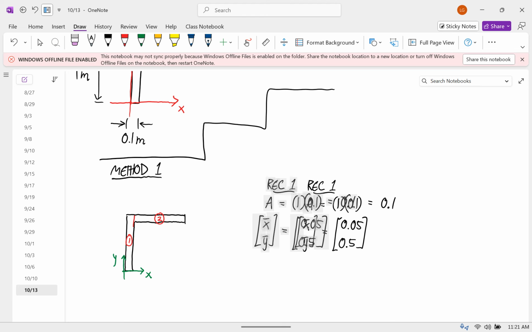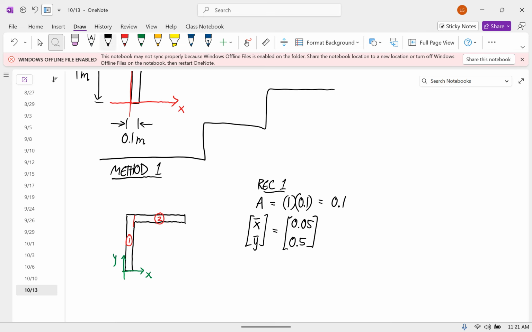And then for the second one, okay, the area is a little different this time because of the way I divided these up. The horizontal length of that rectangle is only 0.9. So the area, this A1, this is A2, is equal to 0.9 times 0.1, so 0.09.